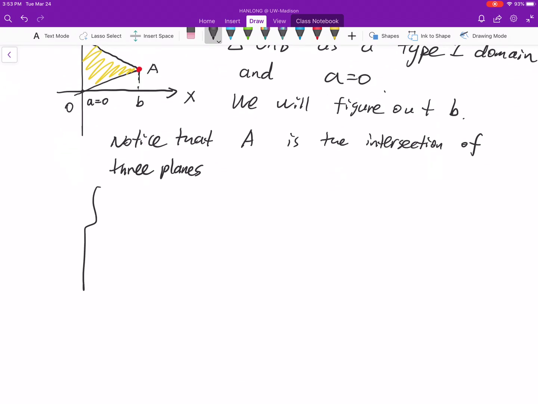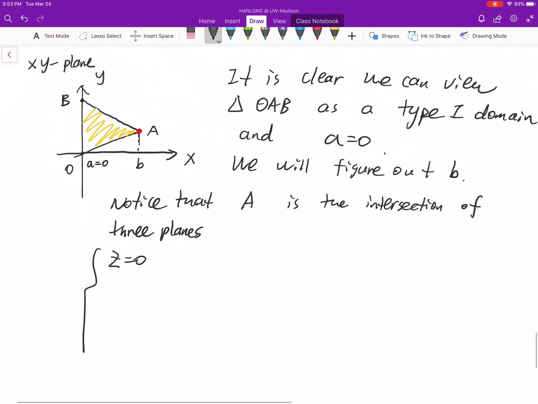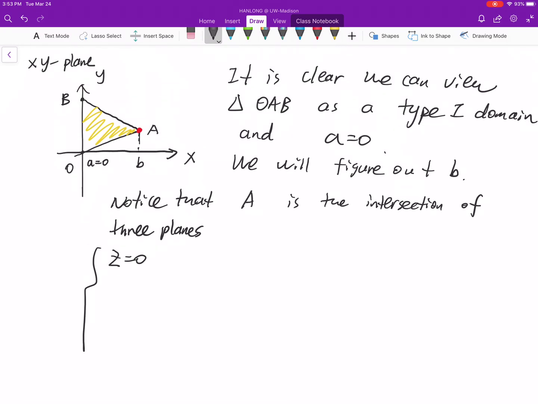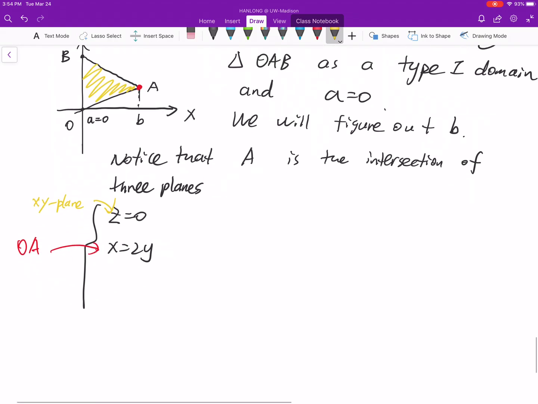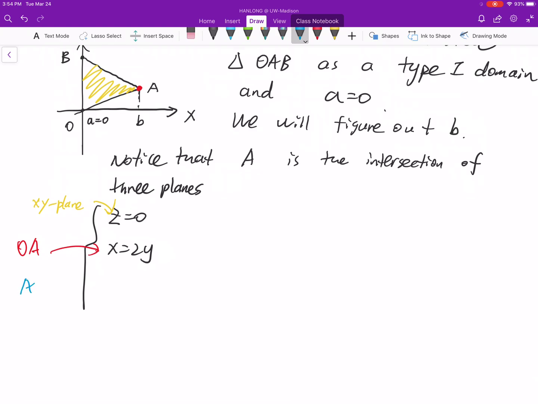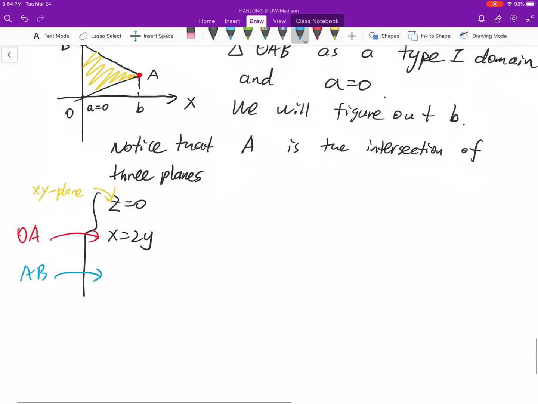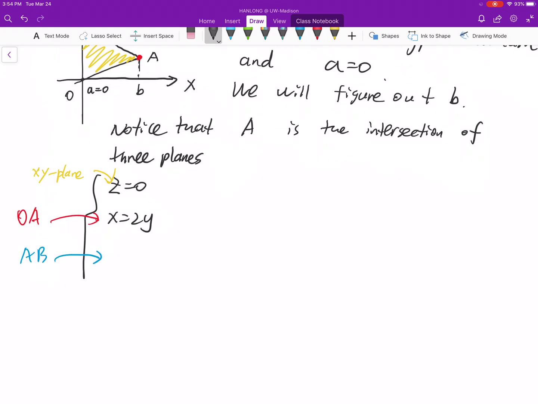First, of course, you have z equals 0, that is the xy plane. Then you have x equals 2y when restricted down to the xy plane, that is OA. So OA corresponds to this, and the xy plane corresponds to this. And lastly, you have AB, which is the restriction of x plus 2y plus z equals 2.